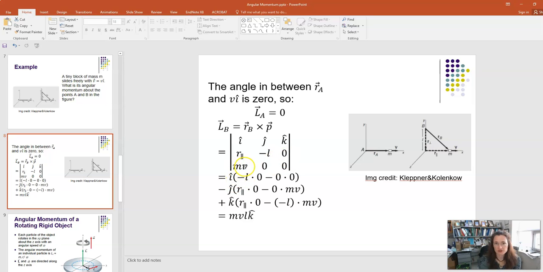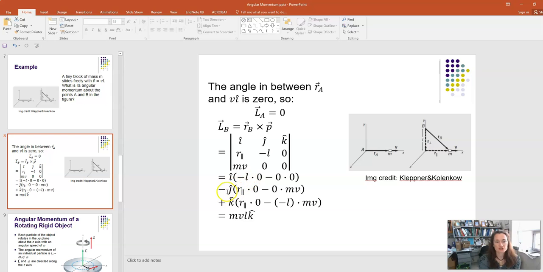Now the momentum vector is a little simpler. The momentum vector just has an x component, so the velocity is in the plus x direction. So I write here momentum is mv in the i hat direction and 0 for the j hat and the k hat directions. Now we take the determinant of our 3 by 3 matrix. Remember what we do is we start with the top left component, we cross out that first row and first column, and then take the determinant of the resulting 2 by 2 matrix. So that would be i hat times minus L times 0 minus 0 times 0. So our i hat component is 0.